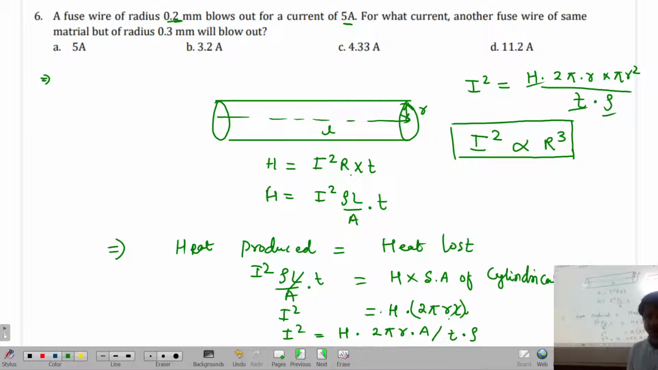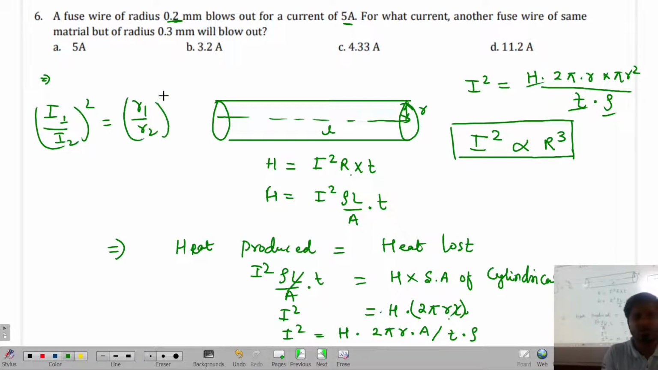Resistance is 1 by r square, but current varies as radius to the power of 3 by 2. Right or not? Understood or not? Will you remember this? Yes or no? So this means I can put, we know radius is there, current is there. So what will be the relation? I1 by I2 whole square is nothing but r1 by r2 whole cube. I'll represent radius as small r. Understood? This is the relation.